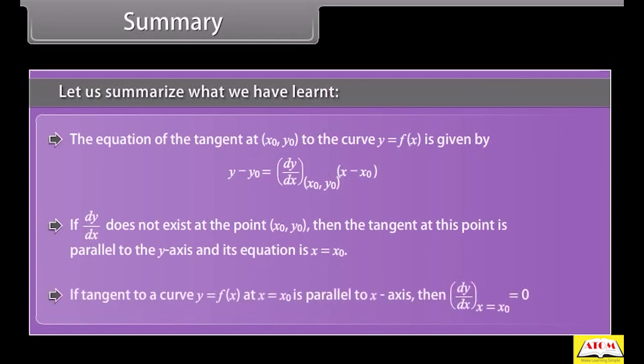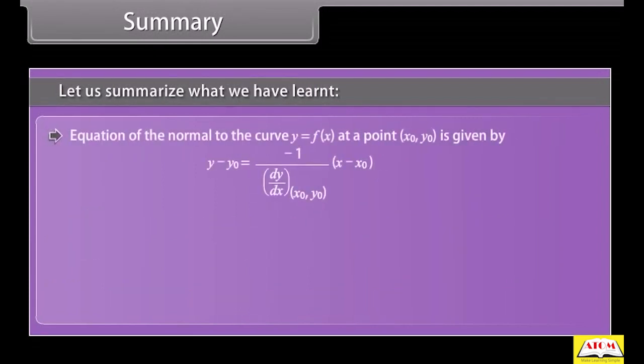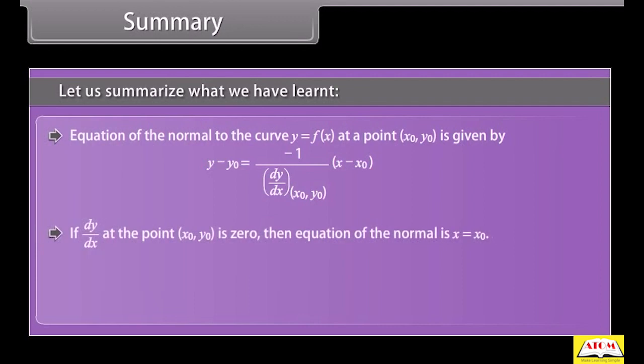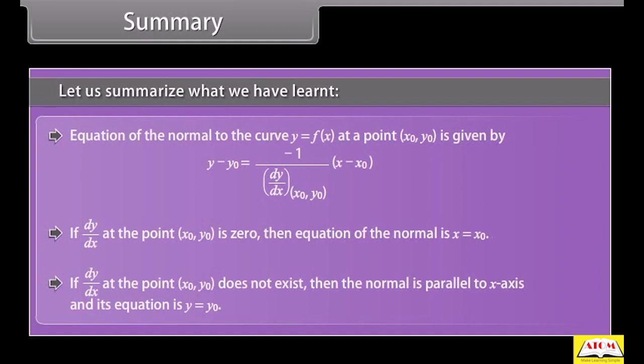If the tangent to a curve y = f(x) at x = x0 is parallel to the x-axis, then dy/dx at x = x0 is equal to 0. Equation of the normal to the curve y = f(x) at a point (x0, y0) is given by y - y0 = -1/(dy/dx at (x0, y0)) into (x - x0). If dy/dx at the point (x0, y0) is 0, then the equation of the normal is x = x0. If dy/dx at the point (x0, y0) does not exist, then the normal is parallel to the x-axis and its equation is y = y0.